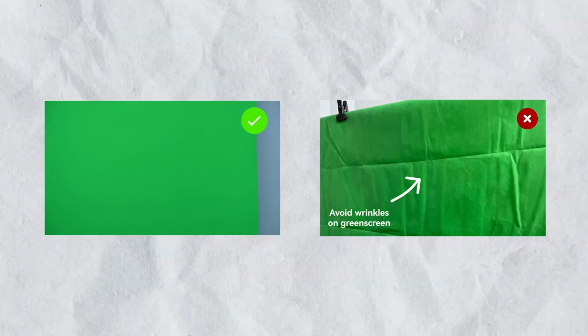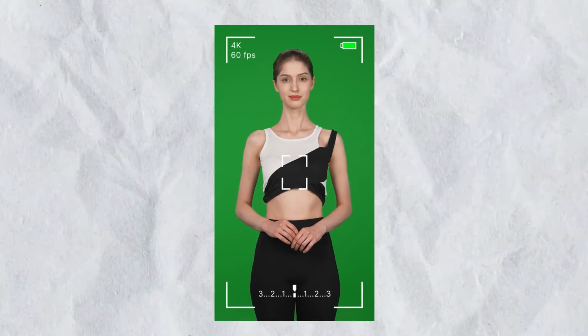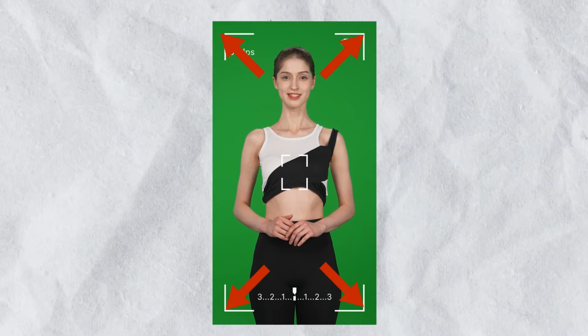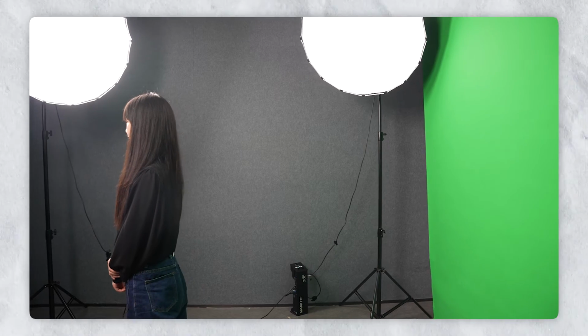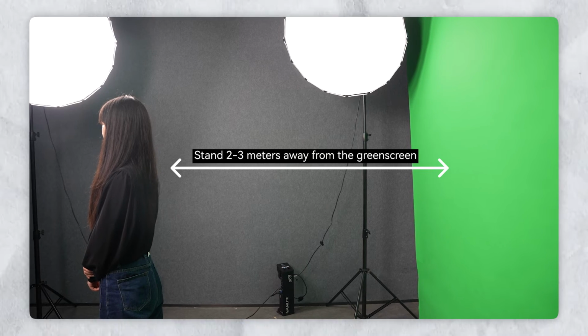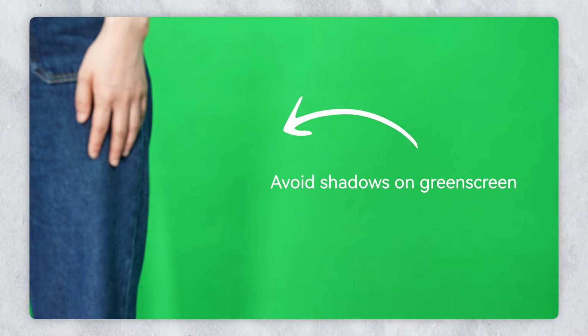But before you set a green screen, make sure the green screen is spread evenly to avoid wrinkles, and it covers the entire background visible in the camera frame. This helps in easy background removal. And don't forget to position yourself a few feet away from the green screen to prevent green spills on your clothing or hair and shadows on the green screen.